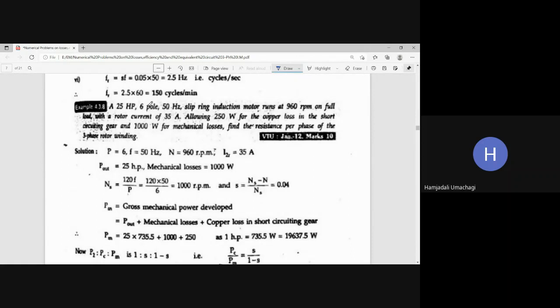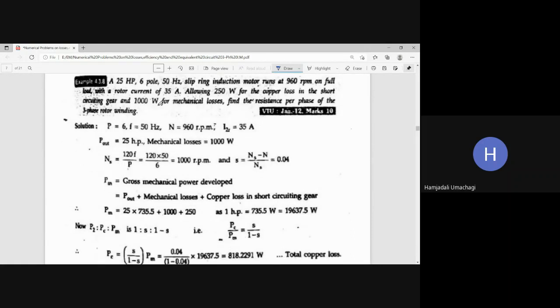A 25 HP, 6 pole, 50 Hz slip ring induction motor runs at 960 rpm on full load with rotor current of 35 ampere, allowing 250 watts for copper loss in the short circuiting gear and 1000 watts for mechanical losses. Find the resistance per phase of the three-phase rotor winding. So this is the problem based on three-phase induction motor losses and efficiency.